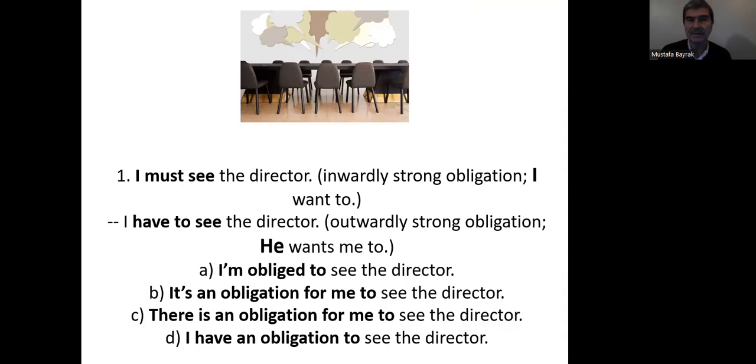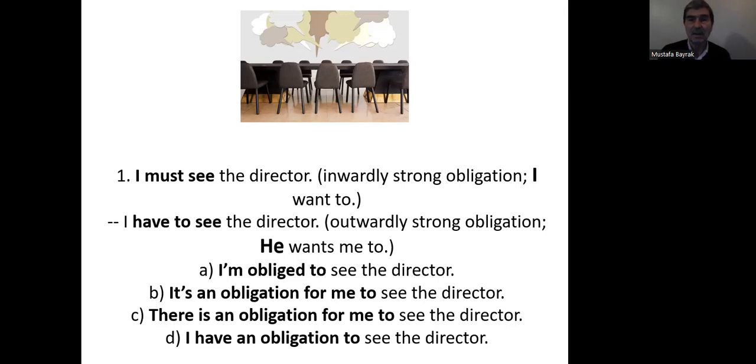But what about the next one? I have to see the director. This is an outwardly strong obligation. He wants me to see him. The director wants me to see him. I have to because of external conditions. So this is another alternative way of expressing the same message.